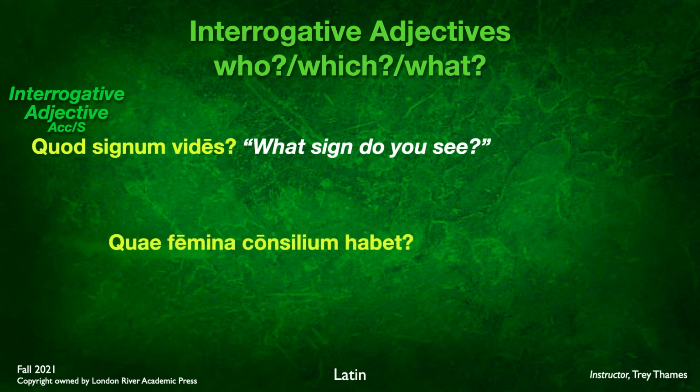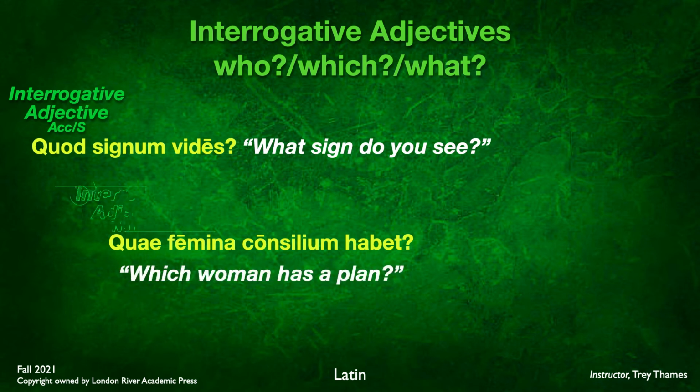Here's another example, quae femina consilium habet. And quae is our interrogative adjective, nominative singular. This is feminine because it is describing femina. It has to agree in case, number, and gender with the word woman here. So it's nominative, feminine, and singular. Which woman, habet, has a plan, consilium. Which woman has a plan?